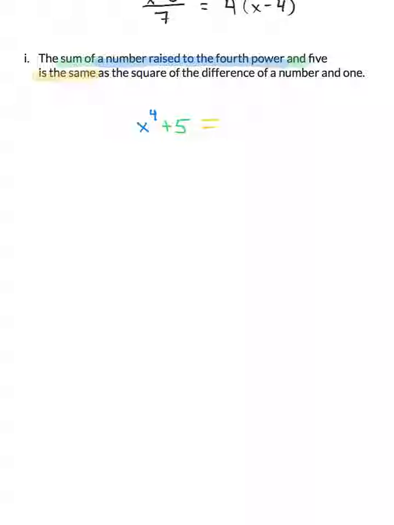On the right side, we have the square of the difference. This is going to be one of those, again, that I want parentheses, because it says I want the square of the difference. That means I want to subtract before I square the quantity.